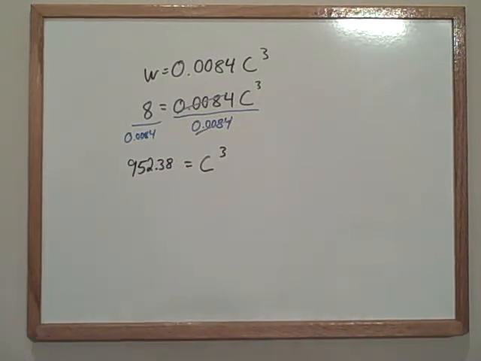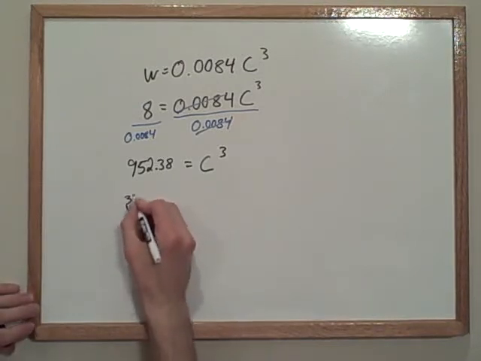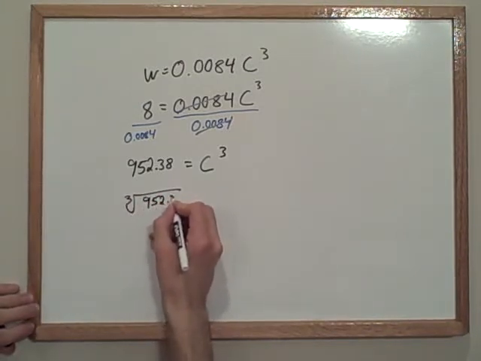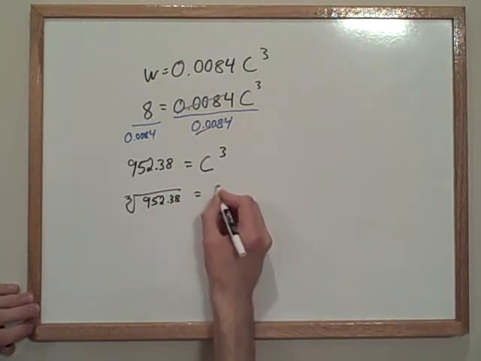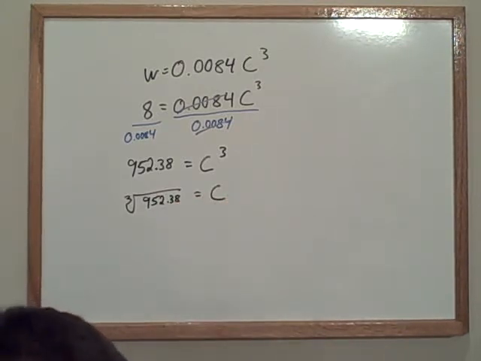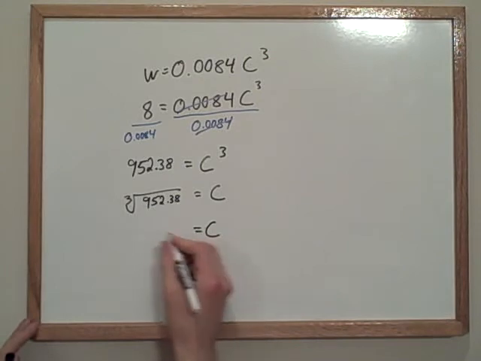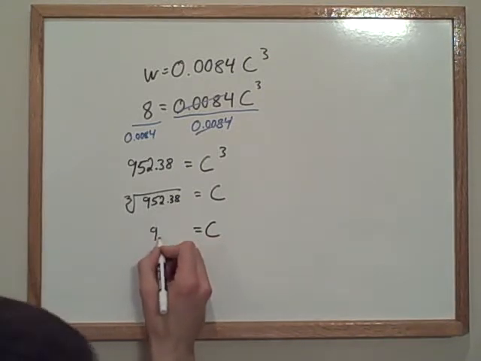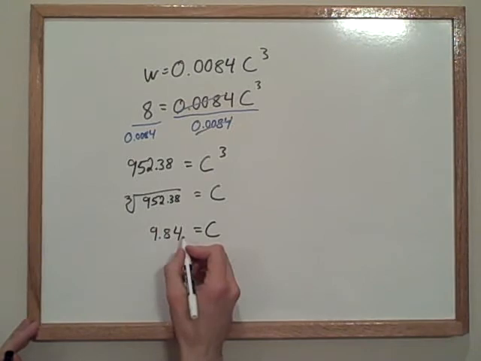There is a button on your calculator called Math. There's a lot of neat tricks in there. So if you press Math, you'll see the cube root button. You're going to take the cube root of 952.38. And that is equal to c. So whatever you get from there is going to give you your circumference. All right. So our circumference is 9.84. And our circumference actually is in inches.